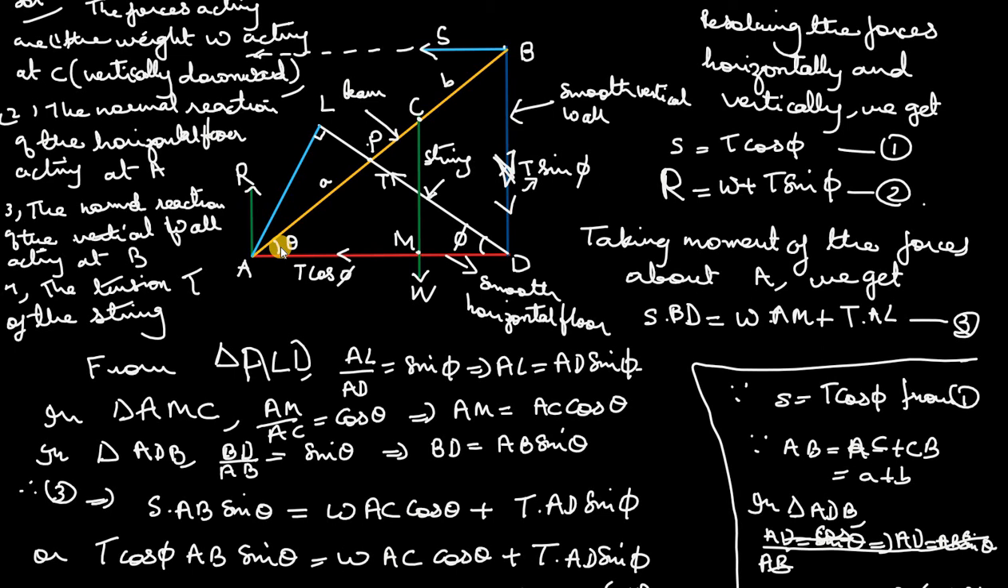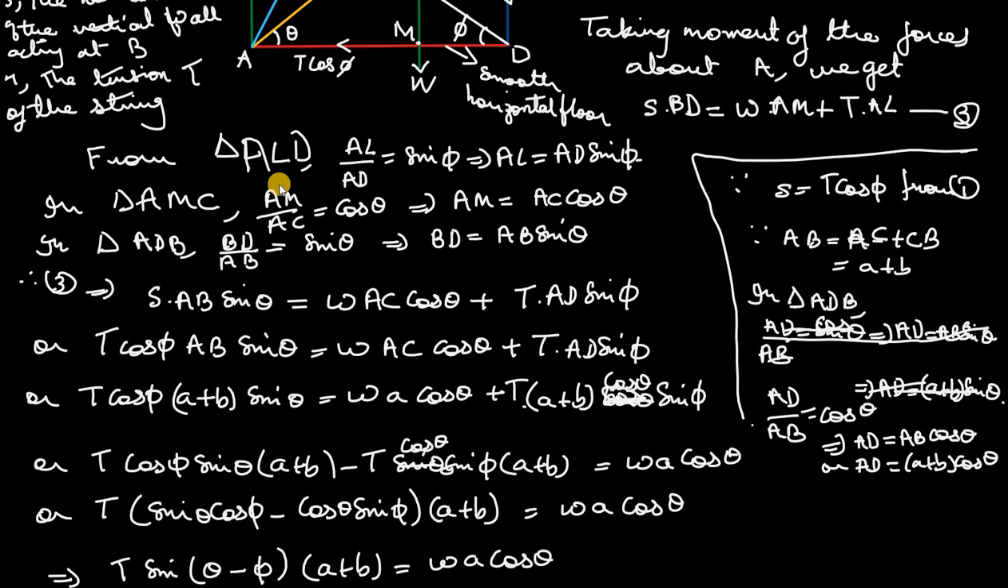Substitute it in equation 3. Equation 3 now becomes this one. From equation 1, S is equal to T cos phi. So we replace S by T cos phi, and the left hand side becomes T cos phi into AB sin theta.